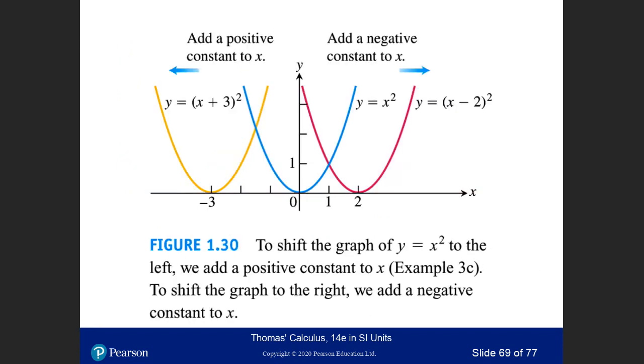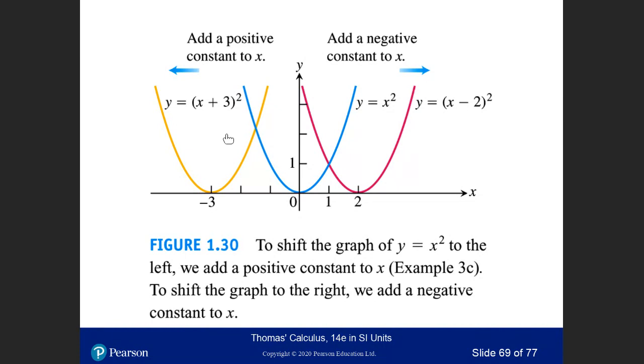Now let's look at the horizontal shift. Again, here y is equal to x squared. Now you want to shift to the right. You subtract 2 from x. So here, when x is 0, y is equal to 0. But here, y is 0 when x is equal to 2. So you shift 2 units to the right.